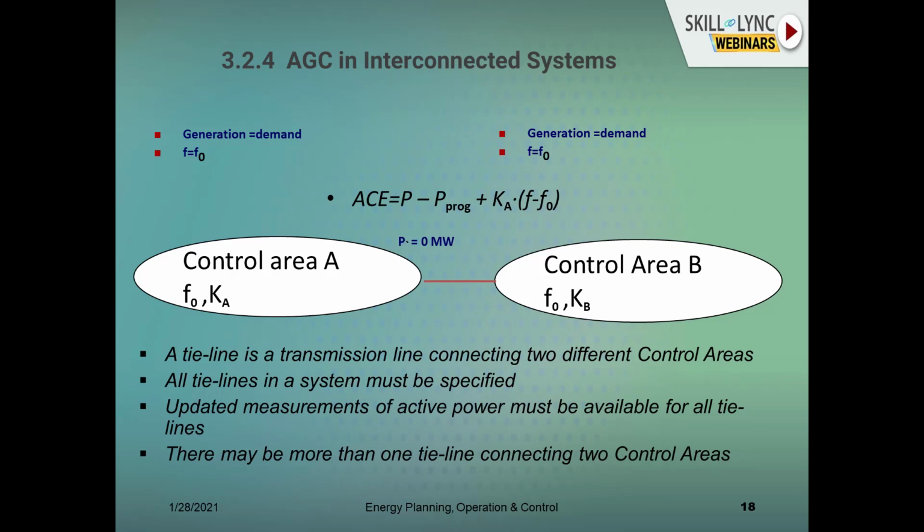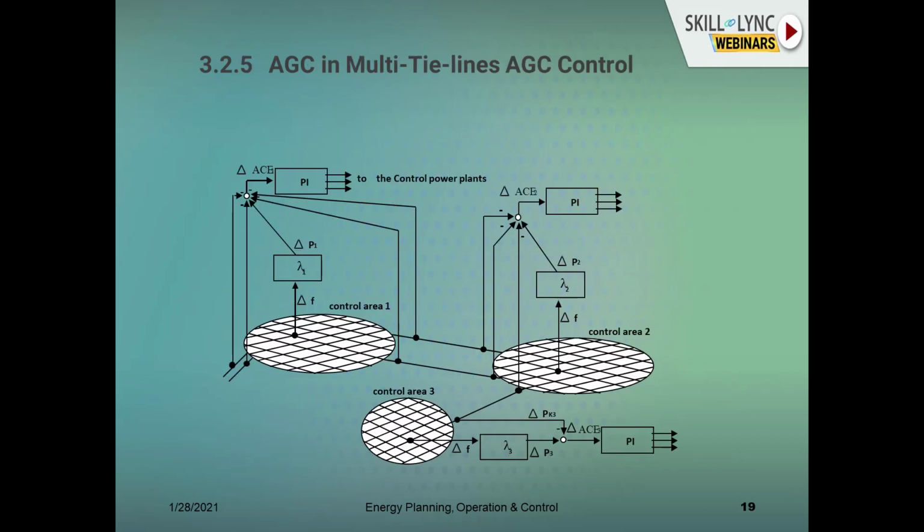Here is another illustration of the previous slides. If I have two control areas, this is where ACE is the difference between the programmed and the measured tie line flow, and the two frequencies. AGC can even work with more than 2 areas. It could be 3 areas, 4 areas, so it could be 4 utilities connecting to each other.